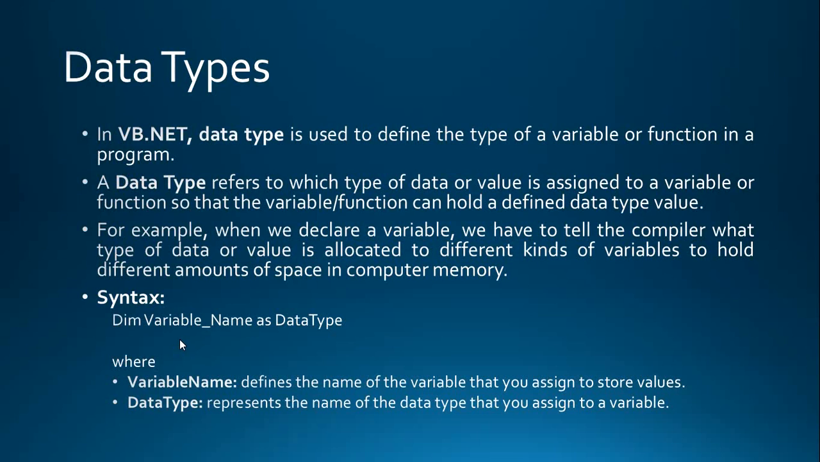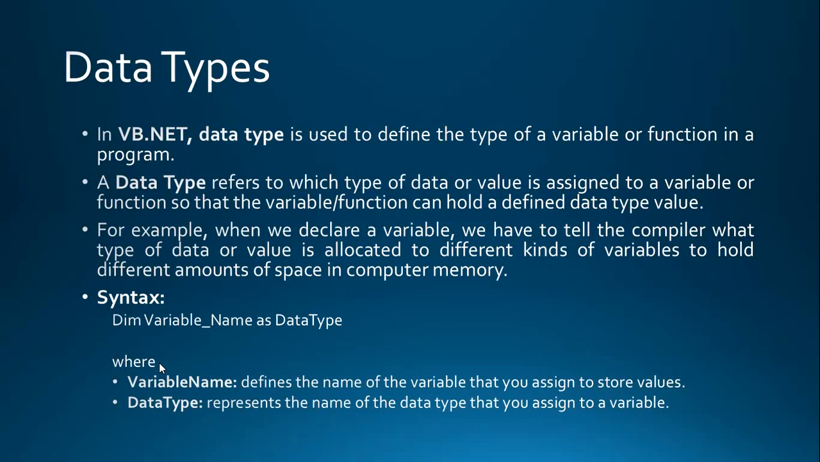For example, when we declare a variable, we have to tell the compiler what type of data or value is allocated to different kinds of variables to hold different amounts of space in computer memory. For example, let's see the syntax first. So in this syntax we are also making use of the dim statement. So dim statement, this is a keyword again.